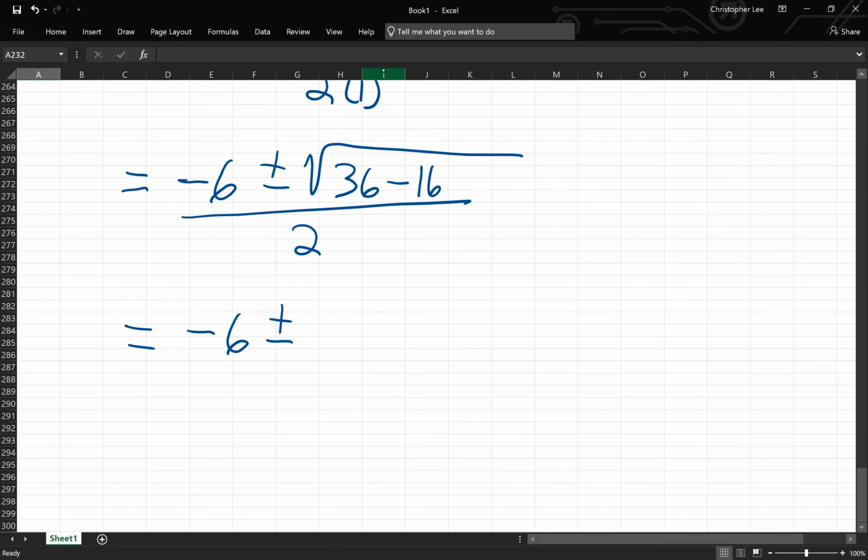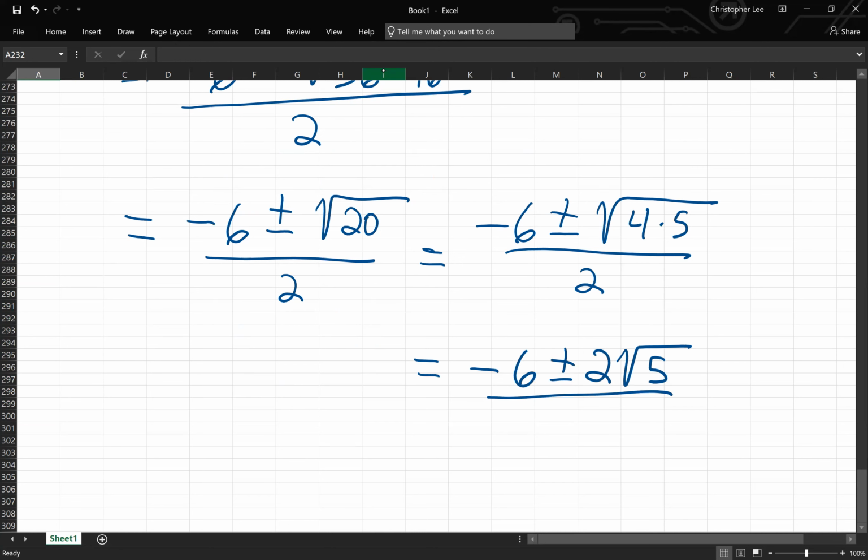Square root 5 times 4, right? I'm gonna say 4 times 5, all divided by 2. It doesn't matter. Square root of 4 is what again? 2, right? So this is negative 6 plus or minus 2 square root 5 over 2, right?